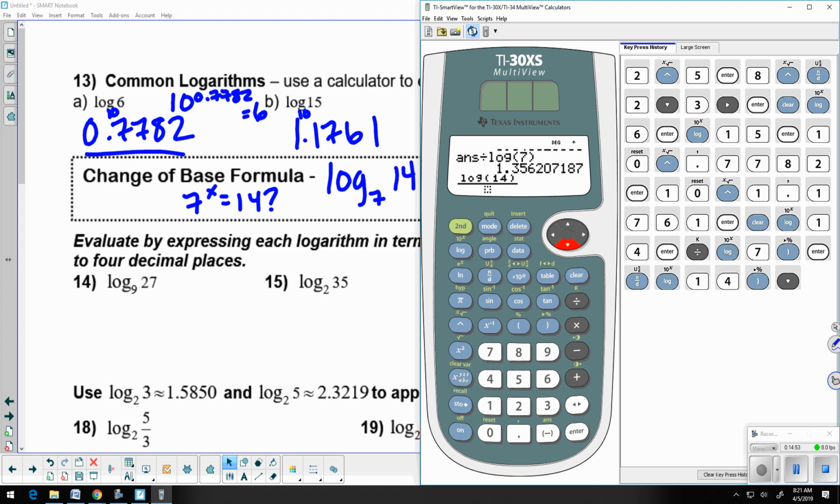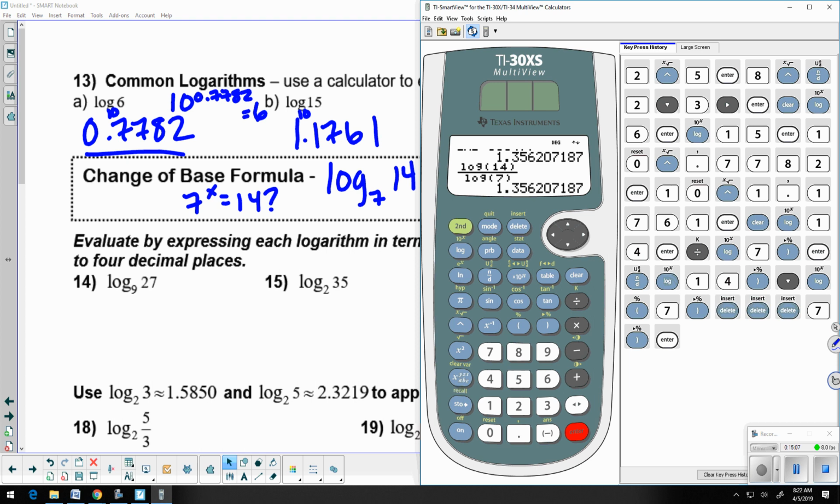Log 14 is a fraction, and then again, you're dividing it by log 7. I'm just going to close my parentheses just to be safe. Actually, there's one too many parentheses here now, isn't there? So log 7. Let's try that out. Same exact answer, right?